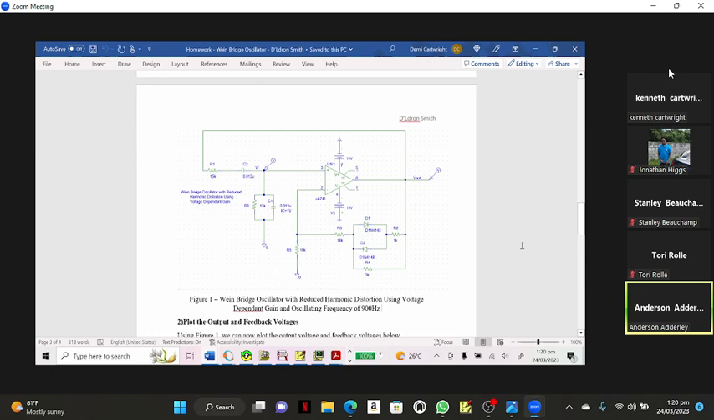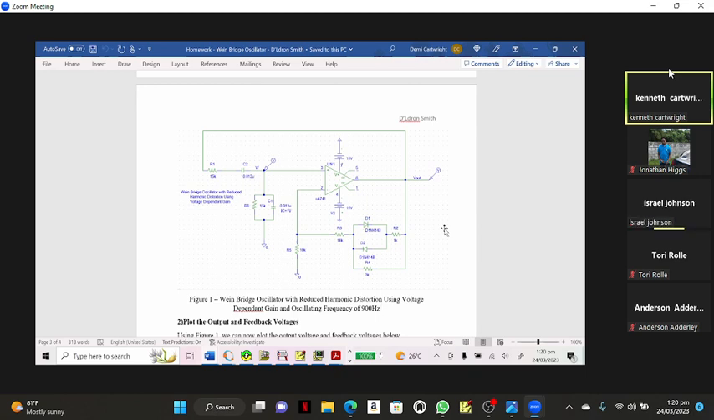Dr. Carter, you can send that via email. Well, I could, but I don't know why I have to. Please do. I'm just asking you to design a Wein-Bridge oscillator, as you see here, with an oscillation frequency of n times 100.